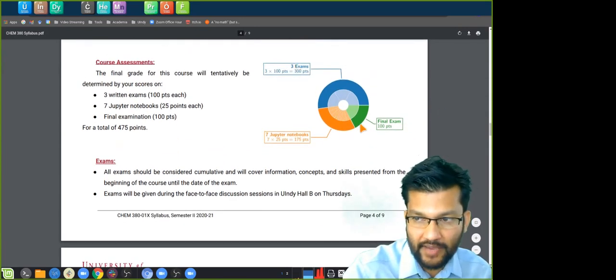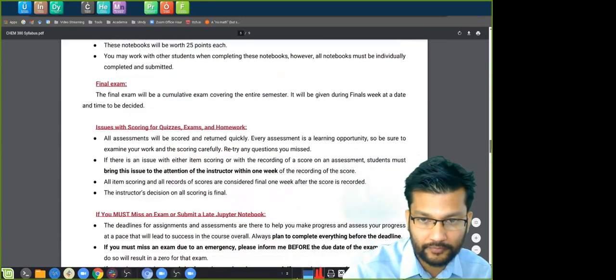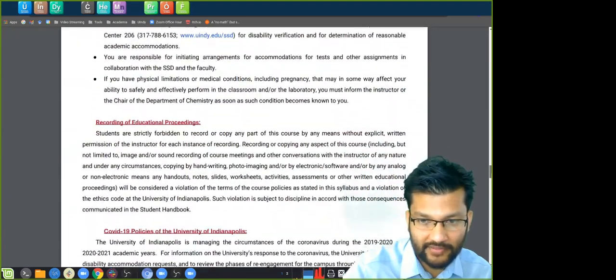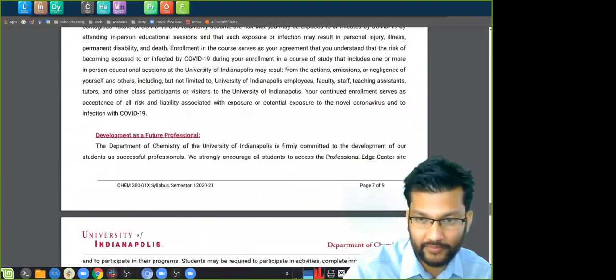So there are exams and a final exam, that's all standard. Yeah, and you can read the rest of the stuff. It's all boilerplate that's in every syllabus.